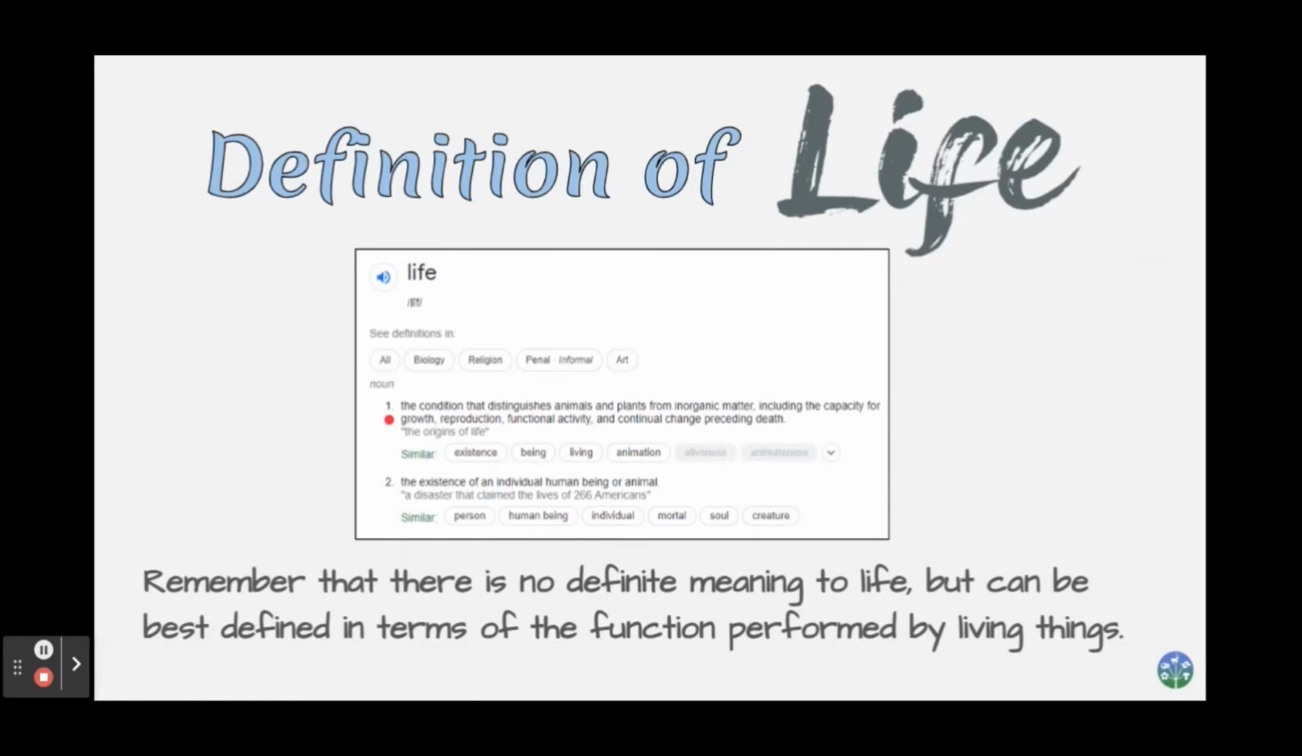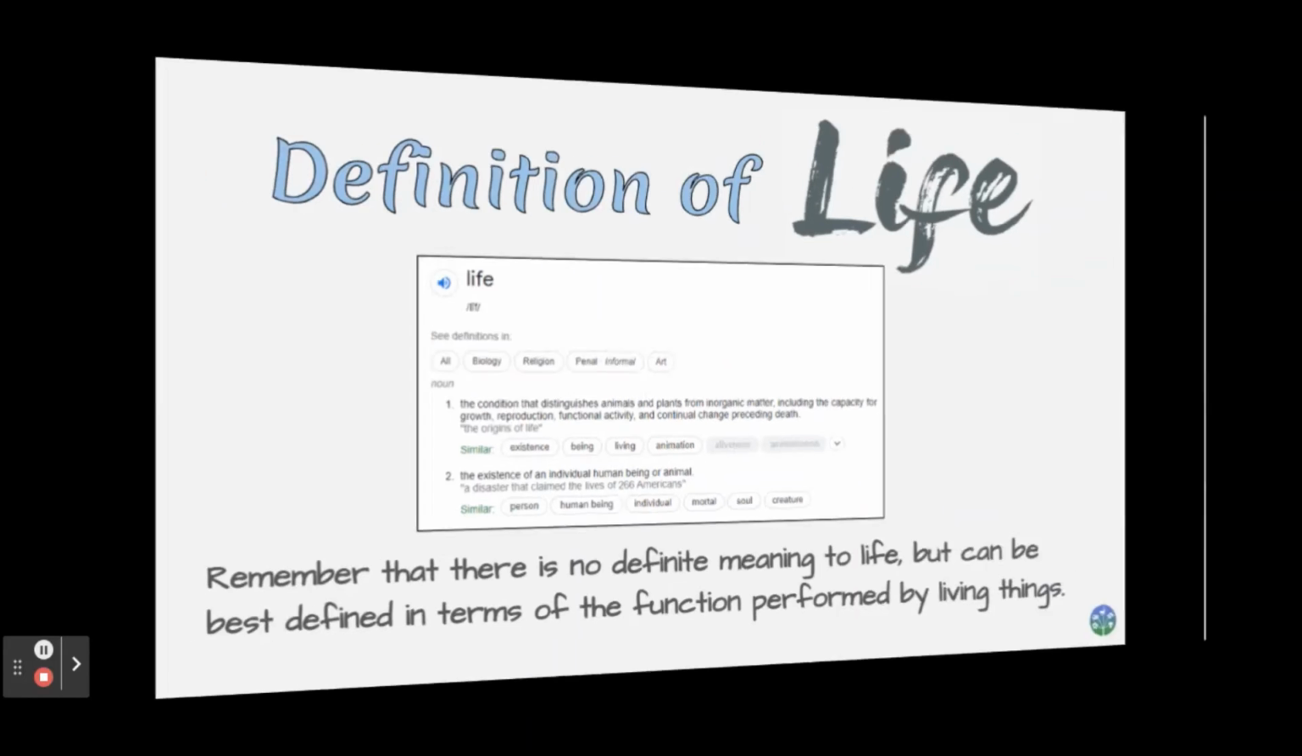But this one is not better either, because it's just saying animals and plants. The reason there is no definite definition of life is because we could say living things move, and that's true. But is it not moving when we roll a ball down the hill or when a kite is flying? Those are also forms of moving. So remember that there's no definite meaning of life, but it can be defined in terms of the functions performed by living things.